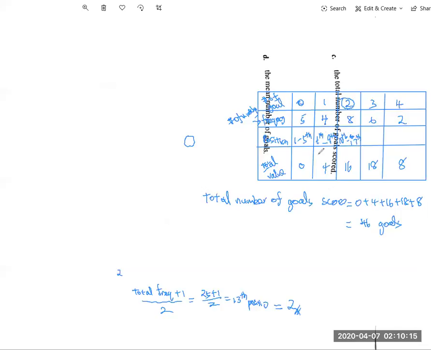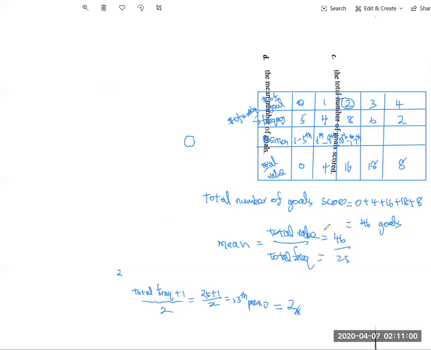Now, the last part of the question, the mean of the goals. The mean basically is the total value over the total frequency. In this case, we have already calculated the total number of goals scored, which is 46. Then total frequency, we can add from here. This plus this is 10. This plus this is another 10. So it's already 20 plus 5. That gives you 25.